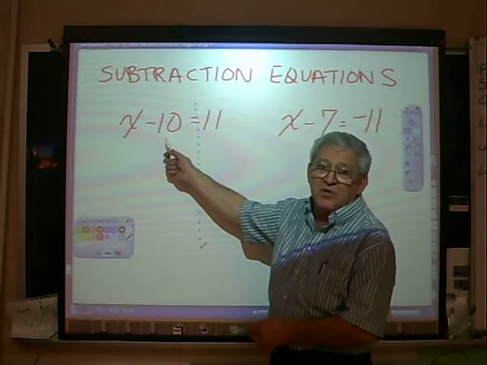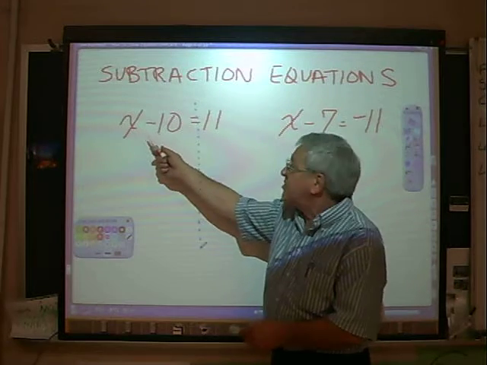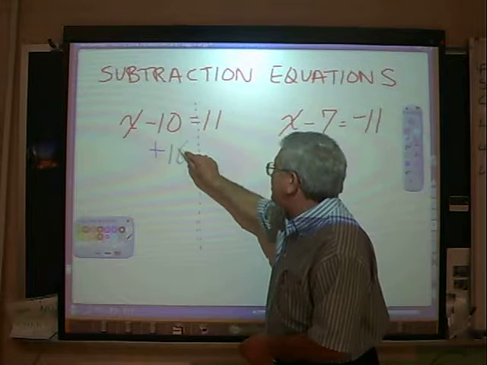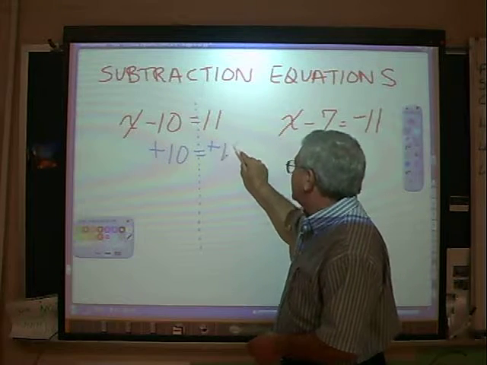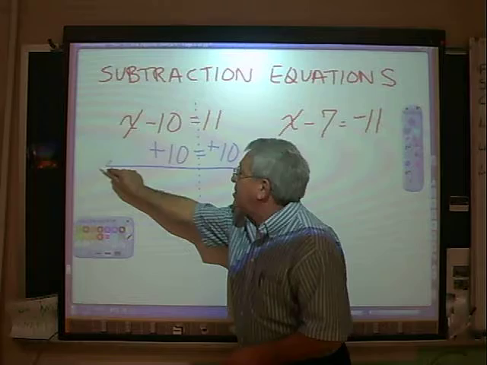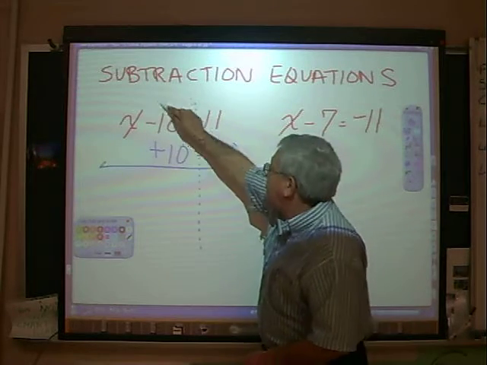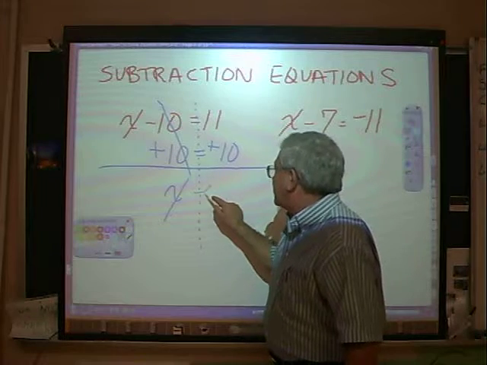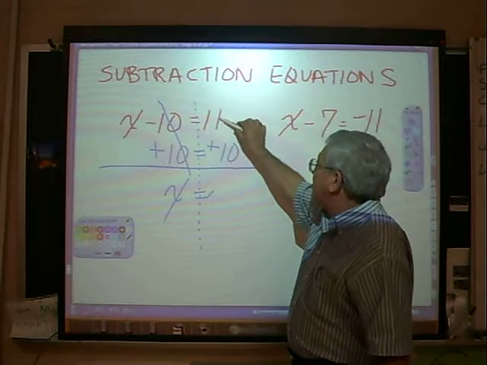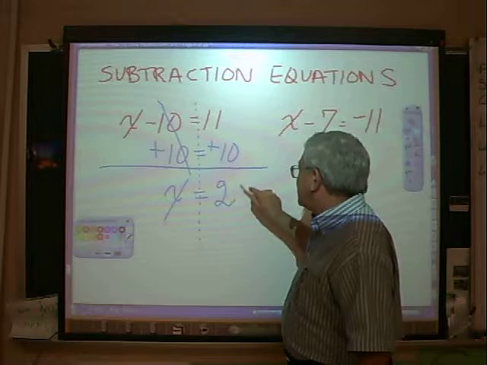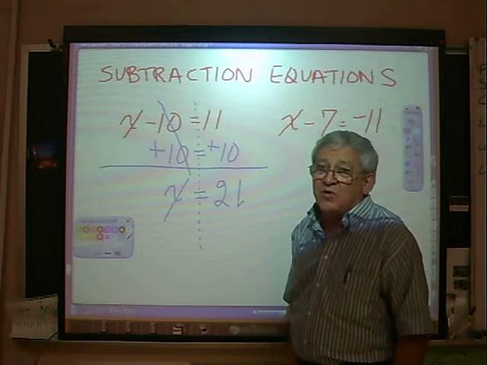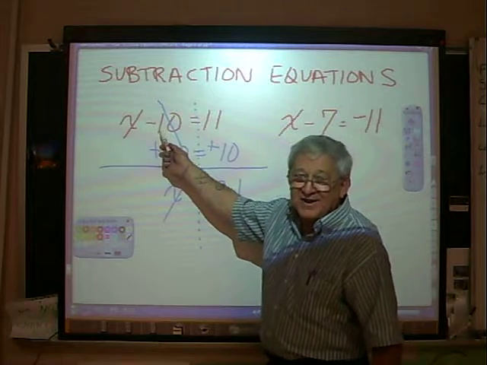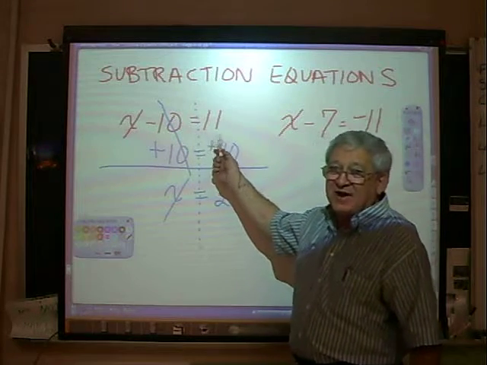I want to get rid of that minus 10 because I don't want to know what x minus 10 is. I want to know what x is. So I'm going to get rid of that. How do I get rid of negative 10? I add positive 10 to both sides of the equation. And here we go. Negative 10 and positive 10 is nothing. I'm left with x. X plus nothing is x. 11 plus 10 is 21. Now I can check my work. If x is 21, 21 minus 10 is indeed 11.